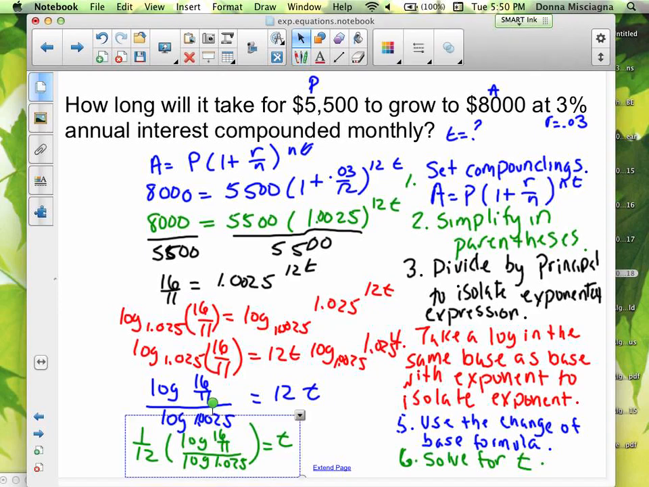Log 16/11, should have that memorized, divided by log 1.025. All right, and then divide that by 12. I hit the same thing again. Ugh. We'll get this right.